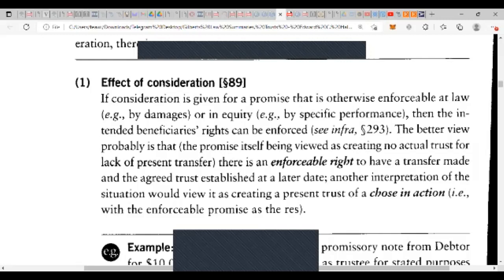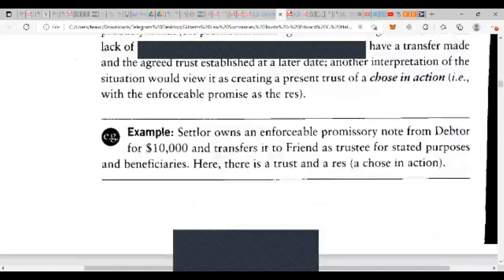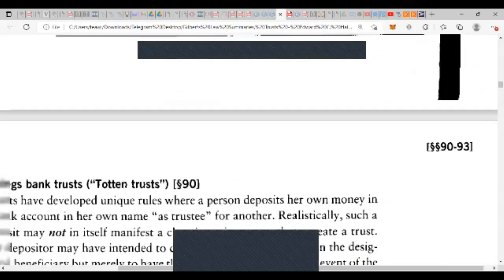Another interpretation of the situation would view it as creating a present trust of a chose in action, i.e., with the enforceable promise as the res. Example, settlor owns an enforceable promissory note from debtor for $10,000 and transfers it to friend as trustee for stated purposes and beneficiaries. Here there is a trust and a res, a chose in action.